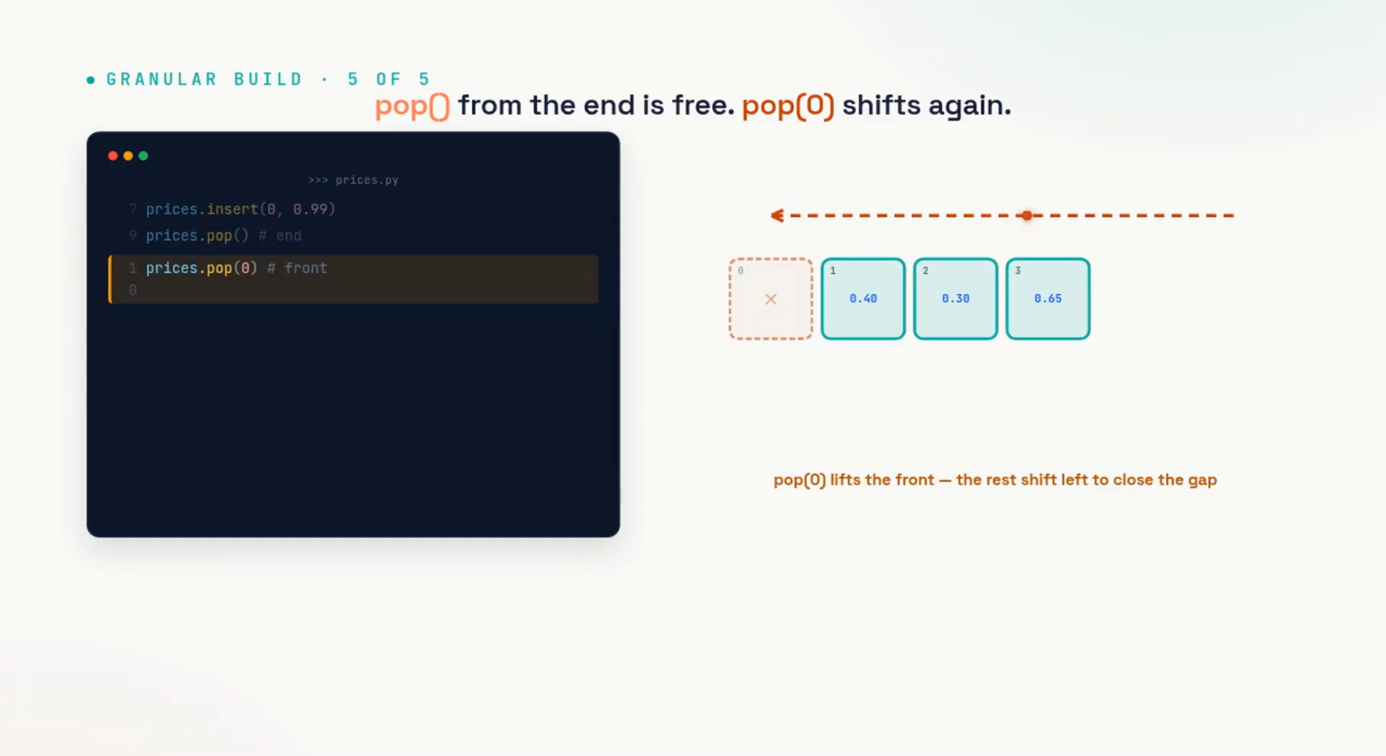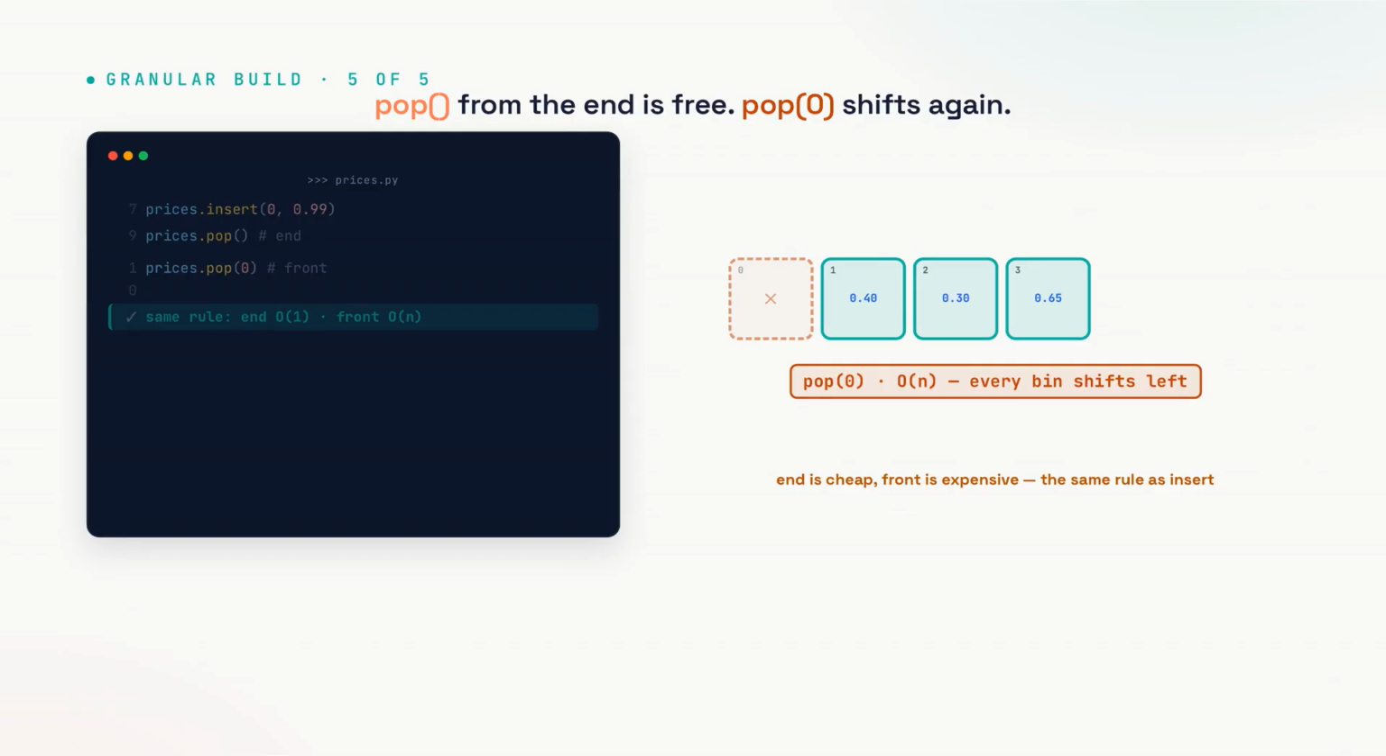Now pop sub 0, the front. The first bin lifts off, and the rest all shift left to close the gap. Same shuffle as insert in reverse. So the end is cheap, the front is expensive, exactly the same rule as insert. If you're pushing and popping at the front, a list is the wrong shelf.